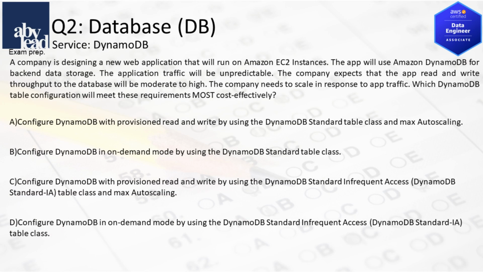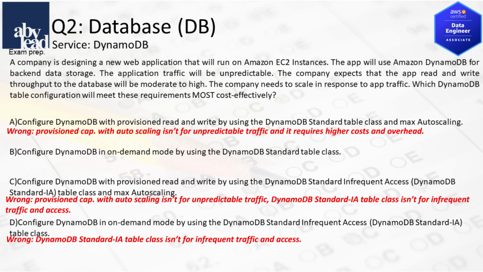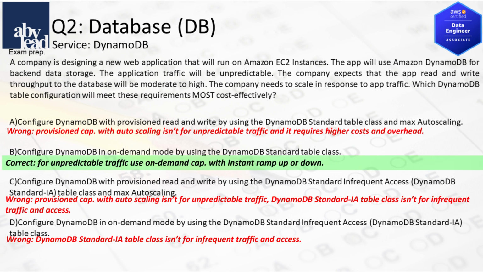Question 2. How do you cost-effectively configure DynamoDB for unpredictable traffic? To use provisioned capacity with autoscaling requires higher costs and overhead. And DynamoDB infrequent access table isn't suitable for unpredictable access. In contrast, for unpredictable traffic you better configure on-demand capacity with instant ramp-up or down.